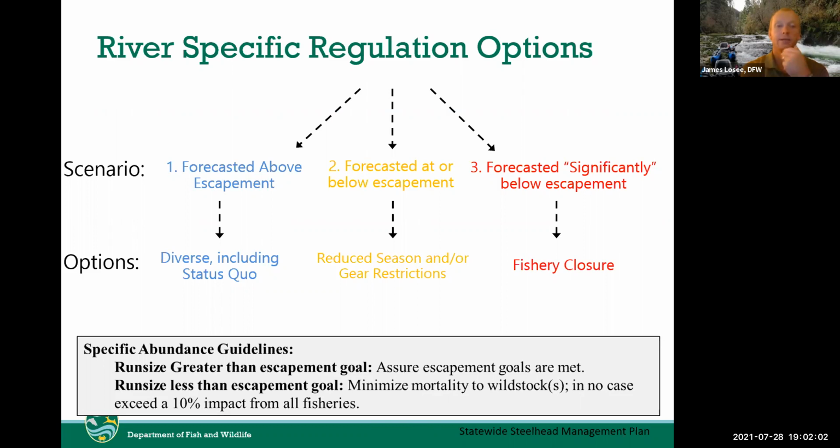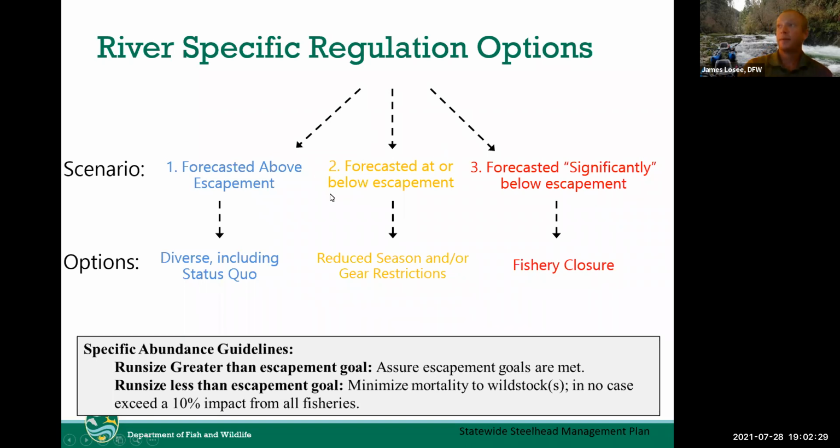So there's 3 scenarios. Scenario 1 is populations forecasted above the escapement. So these would be populations performing really well. In that scenario, these are river specific population estimates. And if we had a river that was in that scenario, we'd have a diversity of options, right? And this could include the status quo. That's the fisheries we're used to fishing.